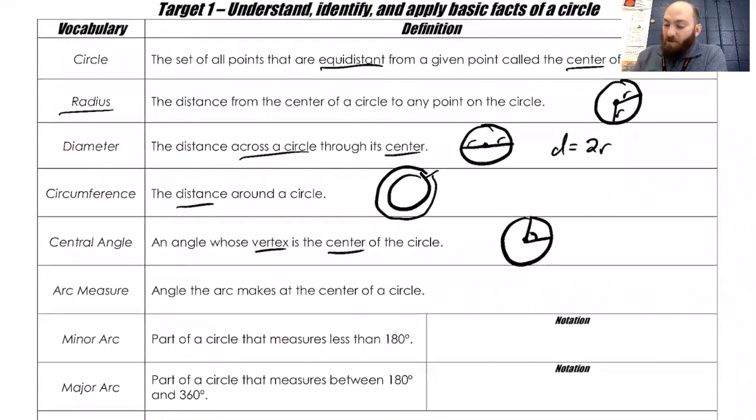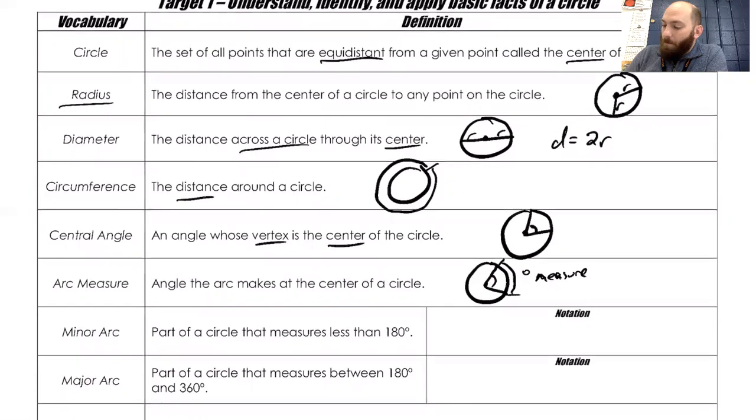Arc measure is the angle that the arc makes at the center of a circle. It's kind of related to the previous one, but if I look at this, here's my center there. My arc is referring to this degree measure. It's actually the same. That's one of the things we'll talk about in a minute, but this is what we mean by that. So it's degrees. This is the degree measure here of our circle.